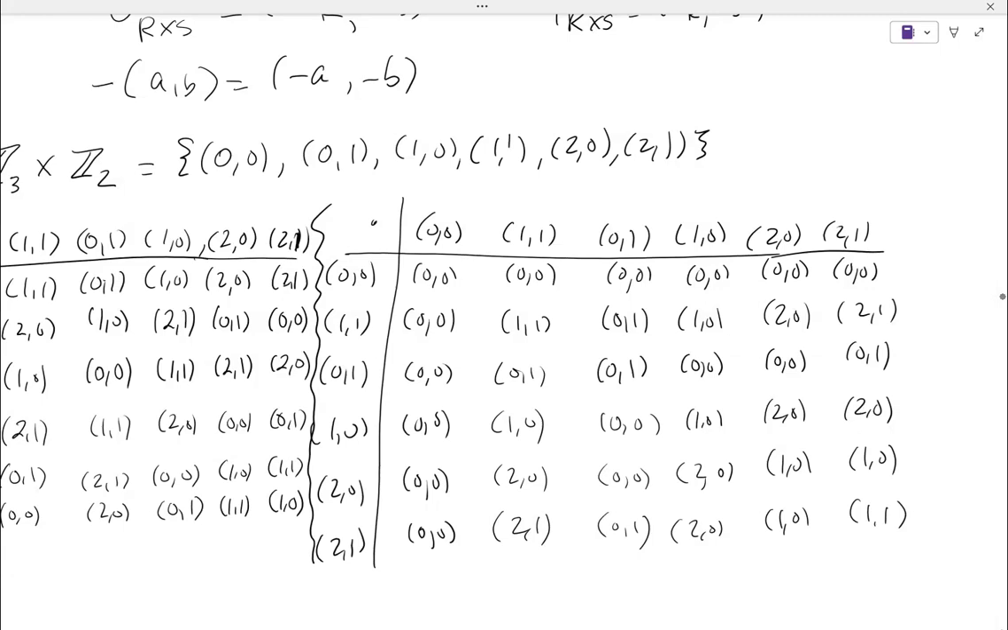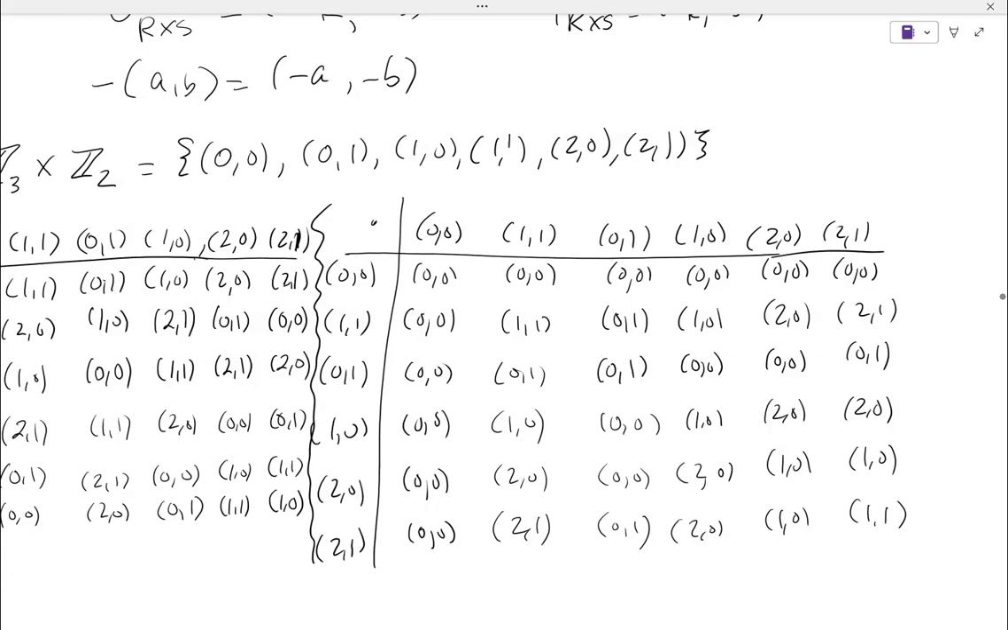Let me ask you a couple of questions. First one, is Z3 cross Z2 an integral domain? So remember, an integral domain is a commutative ring, that's okay, with identity, that's okay, with no non-zero zero divisors. So I'm asking you, are there non-zero zero divisors here? Are there two things that are not equal to 0 that multiply to 0?